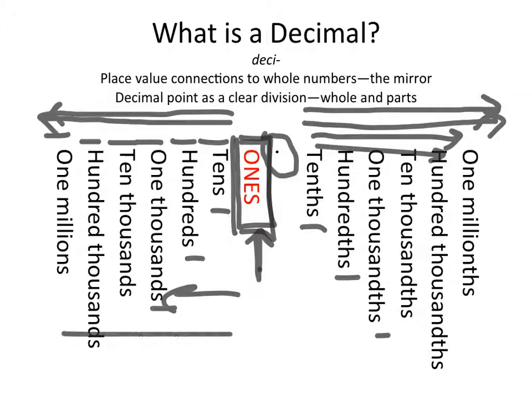The two sides actually mirror and copy each other, except here we're making groups, and on the right side we're breaking that 1 into pieces, into 10 pieces, or 100 pieces, or 1,000 pieces. The relationship between the two makes learning place value much easier for students.